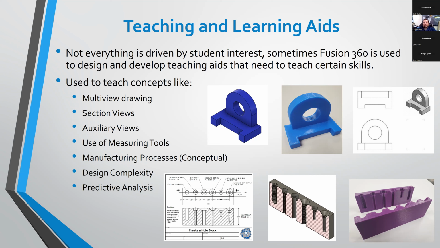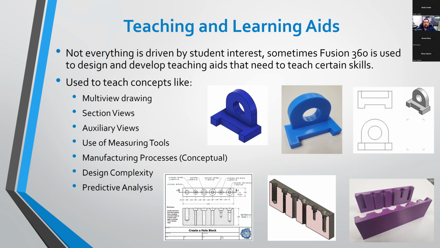Some manufacturing processes. So like here, I've got a whole block. We talk about a lot of the manufacturing processes of types of holes, especially from the side of a machinist. So could you model that? That's why I've got the little purple item in the bottom right hand corner. It's a whole block, and I printed it as part of a section view, so they could see what that looks like if we drilled those holes out and everything. But also things like design complexity and predictive analysis.